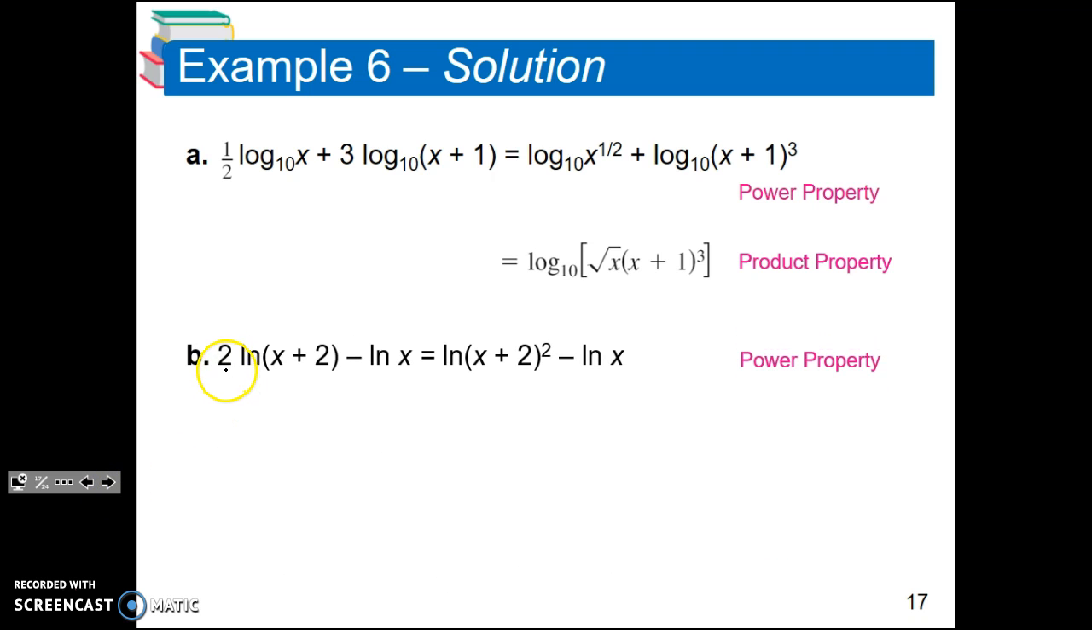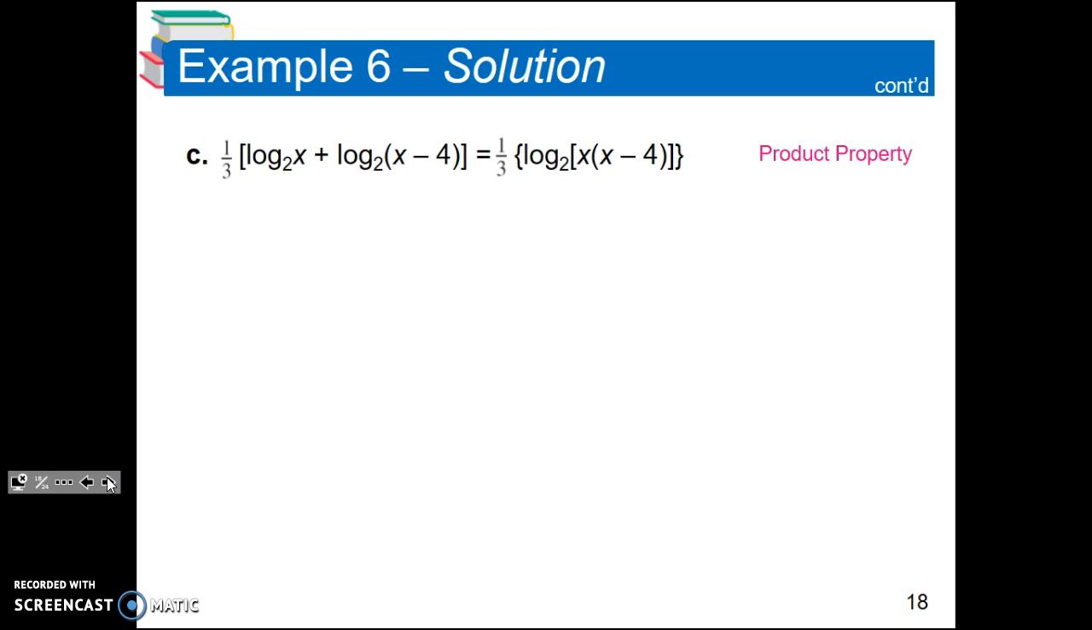We have our 2 coefficient. That becomes our power. So we would have log x plus 2 to the second power. And we know subtraction is our quotient property. The second part of this function, log of x, x becomes the divisor. And we end up with log x plus 2 squared over x.